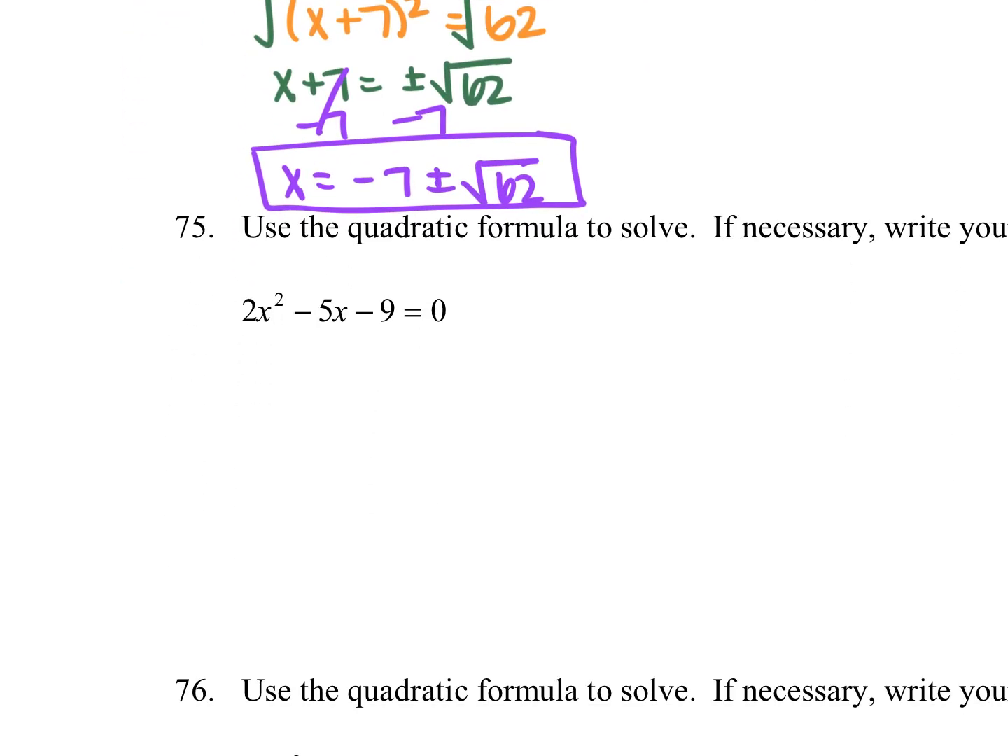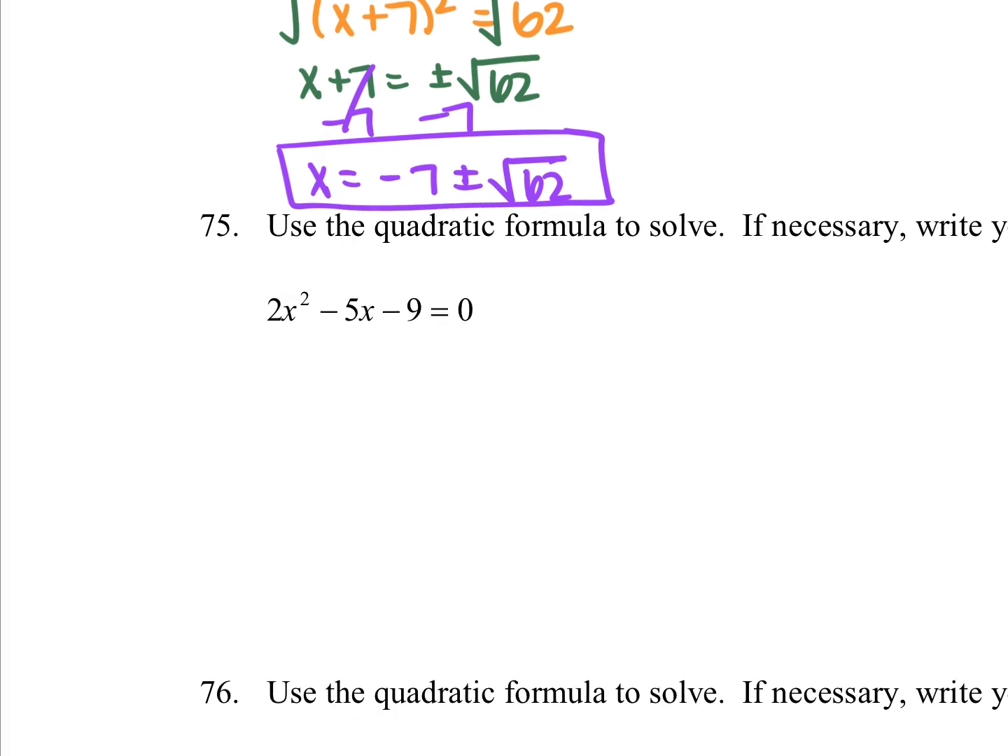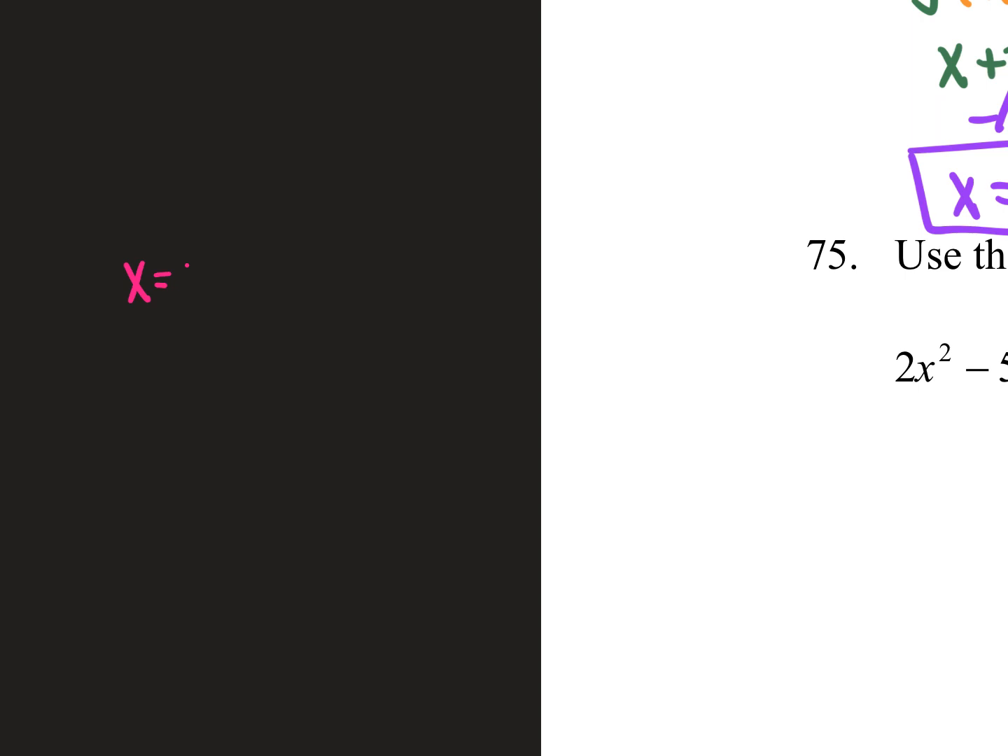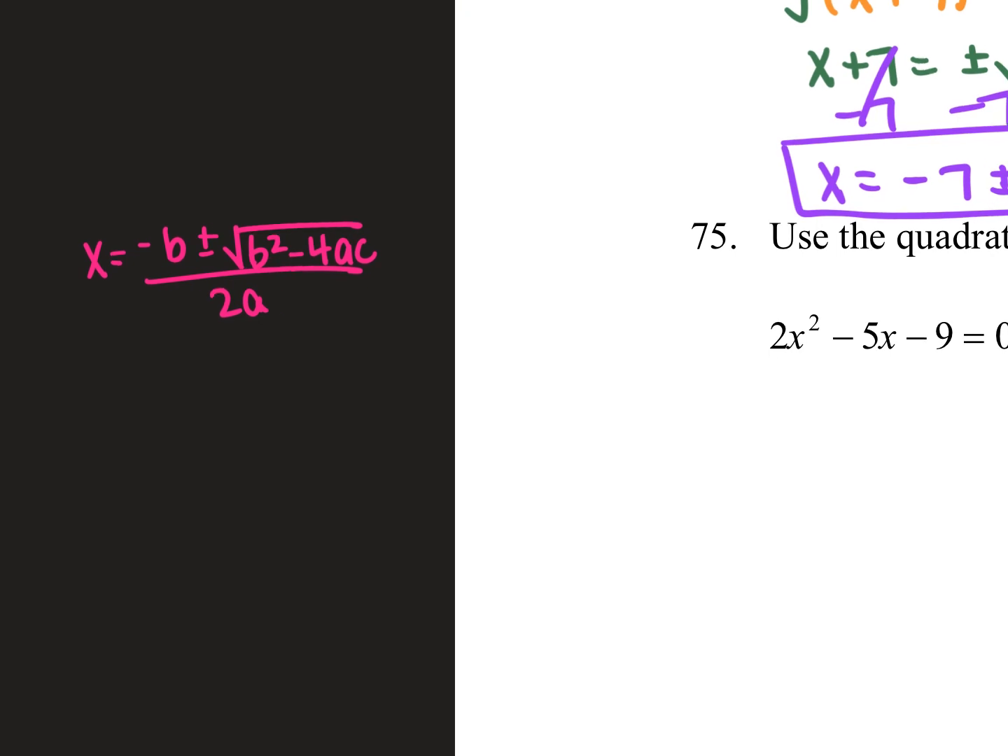For 75, you're using the quadratic formula to solve. Remember, your quadratic formula is x is equal to negative b plus or minus the square root of b squared minus 4 times a times c, all over 2 times a. So keep that in mind while you're working with these next questions.